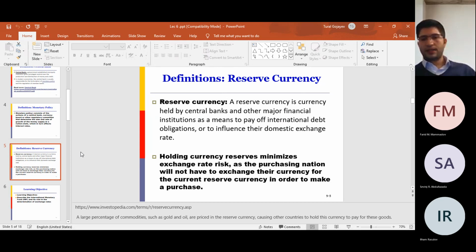That's why it minimizes exchange rate risk. Having enough reserve currency in the country minimizes exchange rate risk, as the purchasing nation will not have to exchange their currency for the current reserve currency in order to make a purchase. In this case, the current reserve currency maybe is the dollar. It can be the euro as well, but mostly it will be dollars.